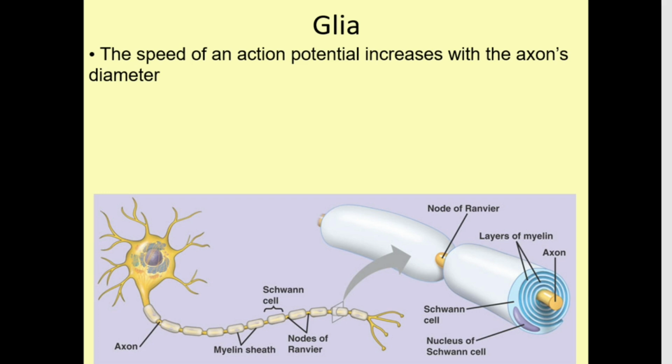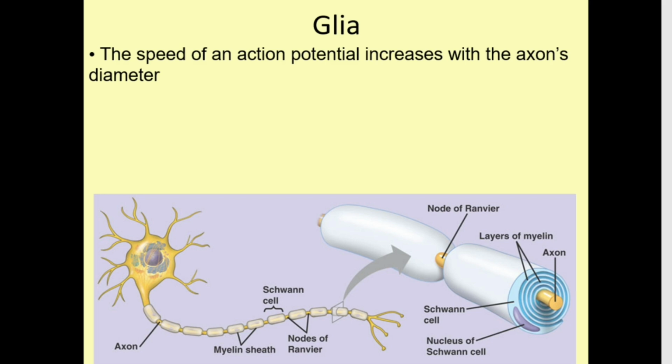And so it is with the axon. The wider the diameter of the axon, the faster an action potential can travel along it. The problem comes with the fact that for an animal such as us, we have very, very complex brains, and our brains are made up of billions of neurons.